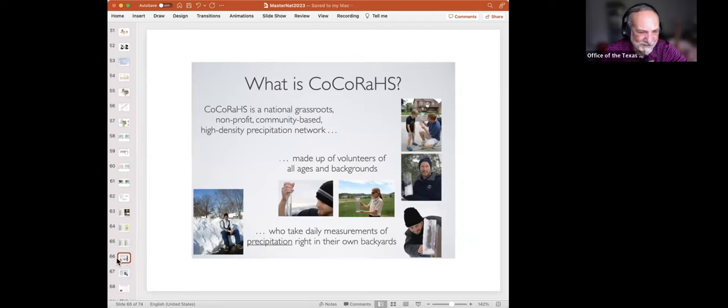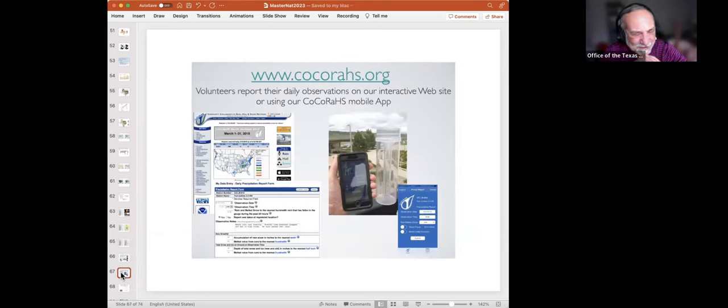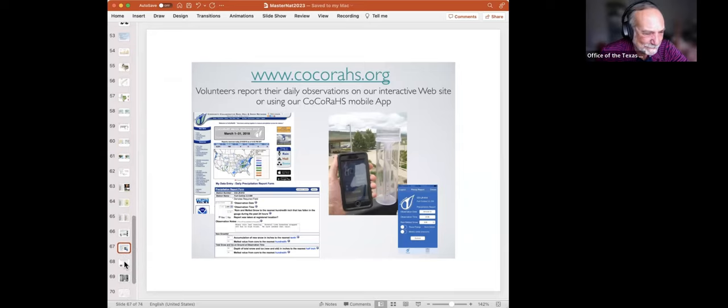And so it's really citizen science at its most basic. People who would be inclined to do it anyway, just doing it in a regular scientific manner, taking observations once a day at a set time as much as possible, inputting the data via cell phone or via computer, and going into a standard network.